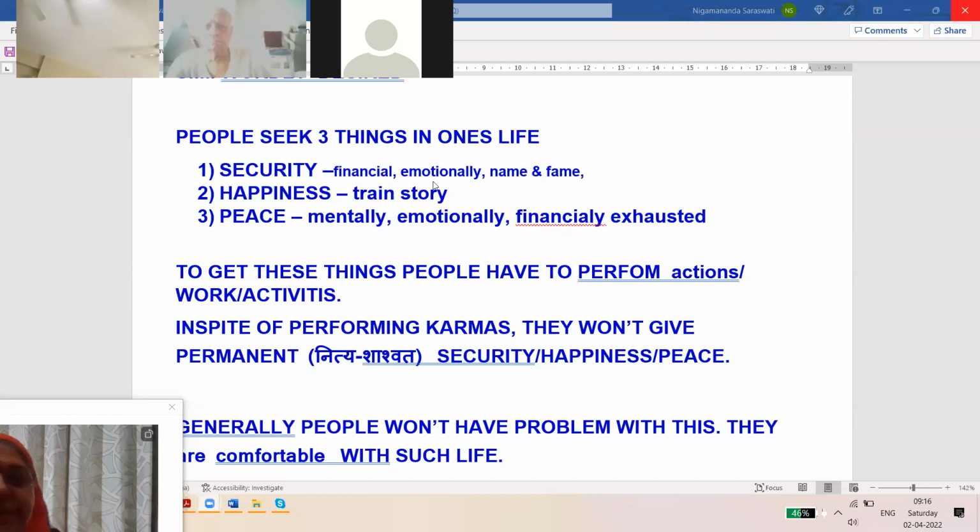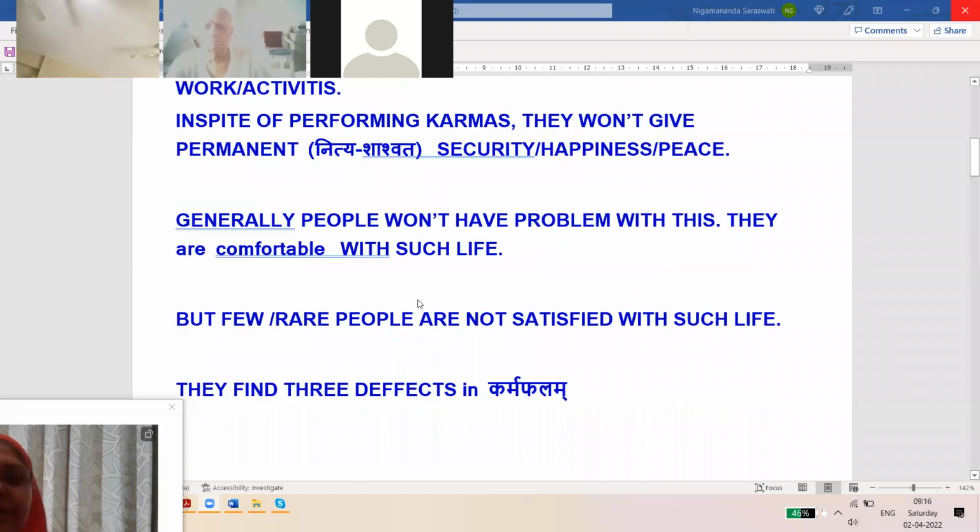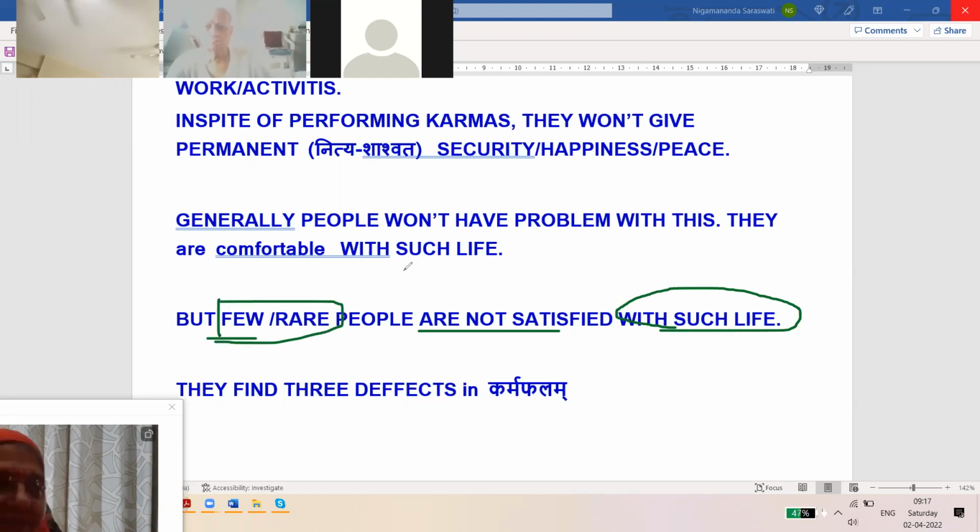So I have written, mostly people are satisfied and they are also comfortable with such a life. They have no problem. But there are few or rare people who are not satisfied with such a life. I would say these few or rare people have some more punyas. Because of this punya, they have a different type of thinking.